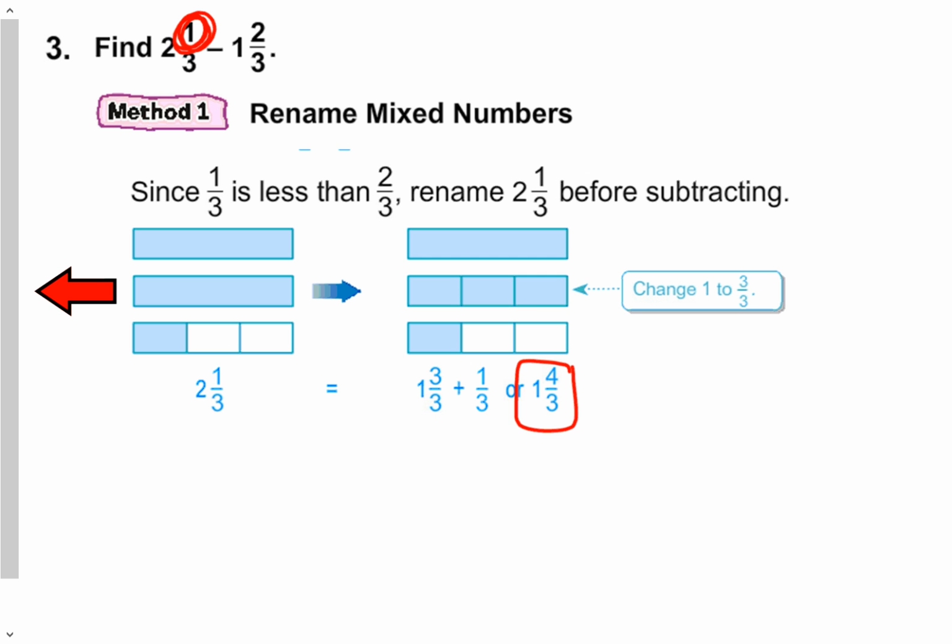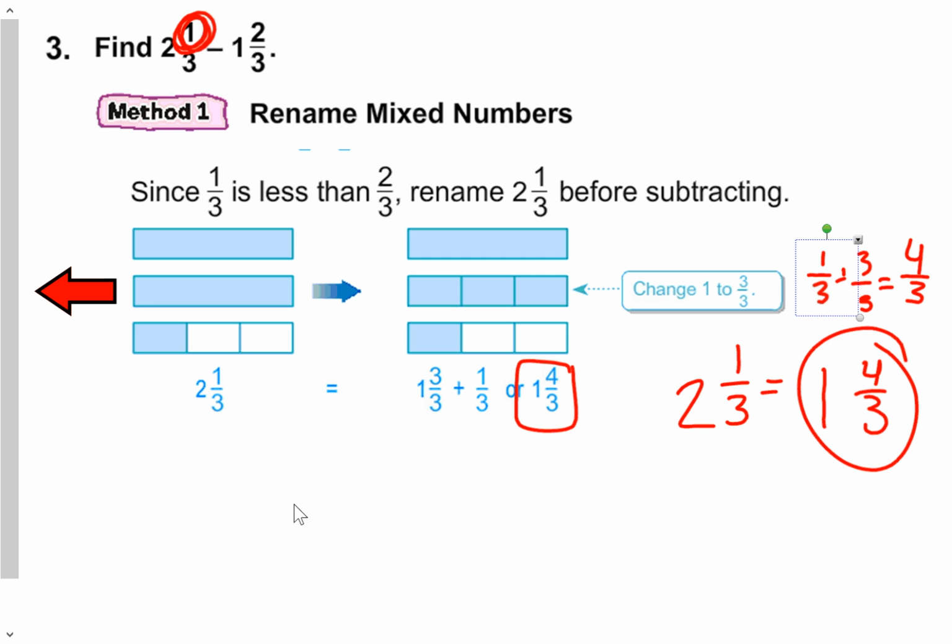What I like to do personally is say, with 2 and 1/3, I'm going to borrow from the 2, so I'm going to make it 1. And if I borrow a whole number, I add to the fraction. So my whole number was 3/3, so that's why I get 4/3. That's how I get 4/3. So I'm just going to go ahead and rename 2 and 1/3 as 1 and 4/3.